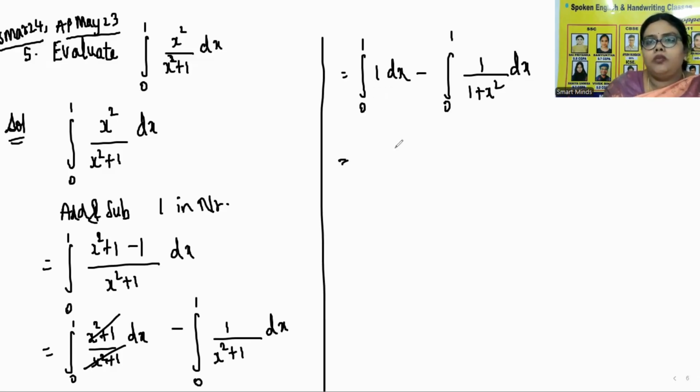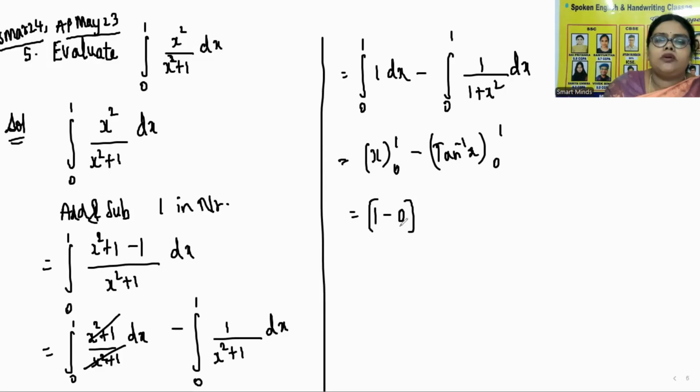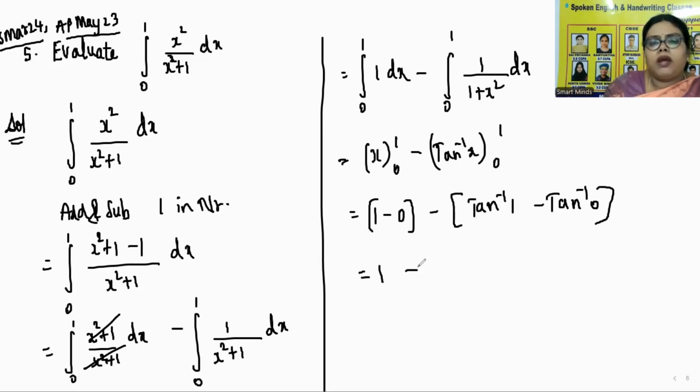Now we know that integral 1 dx is x. Apply the limits. Minus, integral 1 by 1 plus x square is tan inverse x. Again apply the limit 0 to 1. Now first apply the upper limit minus lower limit. Upper limit is 1 minus lower limit is 0. Minus, here upper limit is tan inverse 1 minus lower limit is tan inverse 0. So this is 1 minus, tan inverse 1 is 45 degrees because at tan 45 the value is 1, and tan 0 value is 0. That's why tan inverse 0 is 0. So the answer is 1 minus pi by 4.